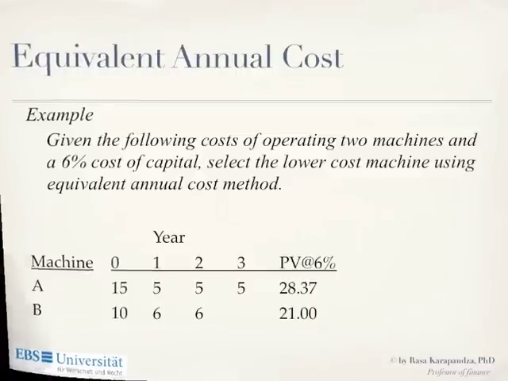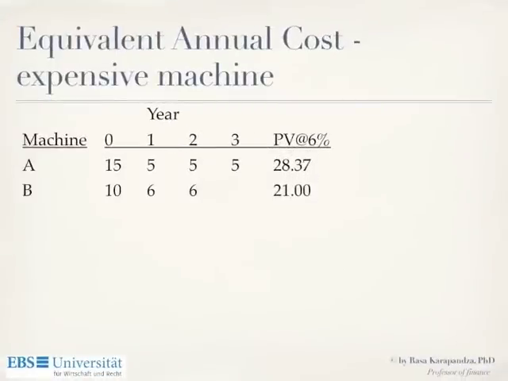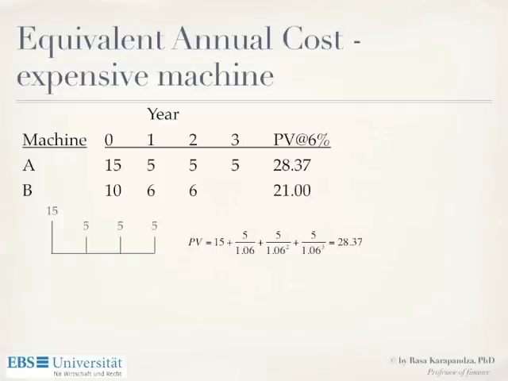So, how do you do it? Well, this is the way you can do it. This is the cash flow stream of machine A. You pay 15. I mean, in our notation, this should be down because these are costs in a sense. But we can work with it like this because everything is cost. So you have to pay 15 in year 0, today. You have to pay 5 in a year from now, in 2 years from now, and in 3 years from now. And we know that the present value of this cash flow stream is 28.37.